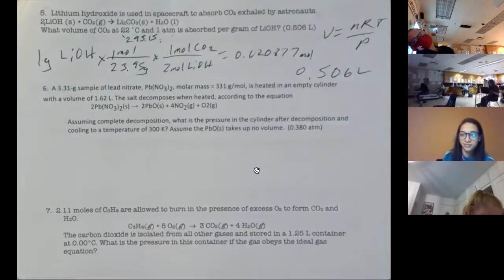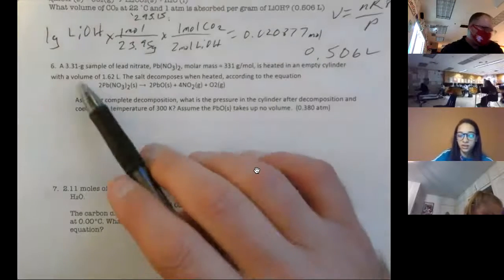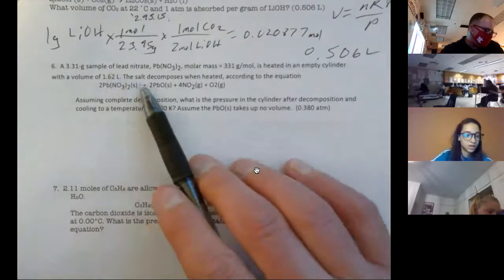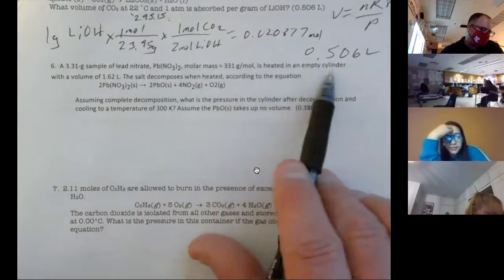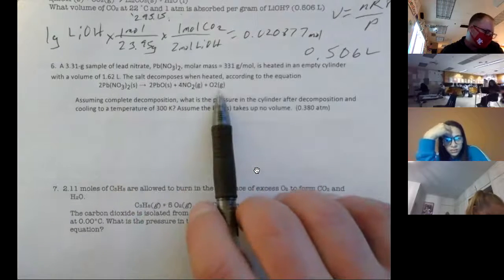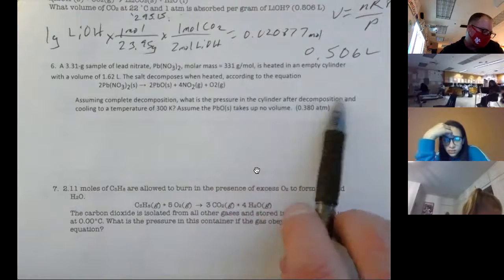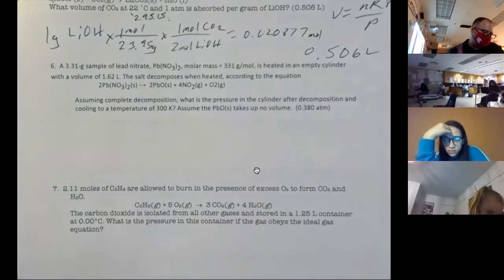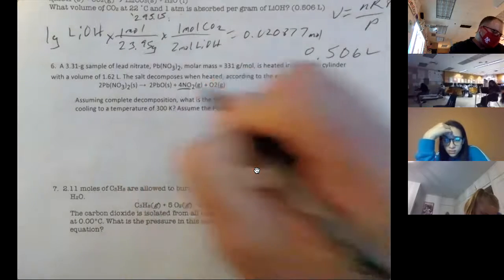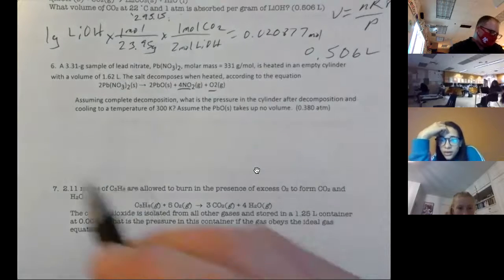Raylan, what were you saying? I was just gonna ask if you could go through number 6 as well. Sure. So a 3.31 gram sample of lead nitrate with its molar mass is heated in an empty cylinder where the volume of that, the salt decomposes when heated, according to this equation. Assume complete decomposition. What is the pressure in the cylinder after decomposition? Assuming that PbO takes up no volume. So that means we have 2 gases. So what are we going to do to those number of moles? Add them. You got it.